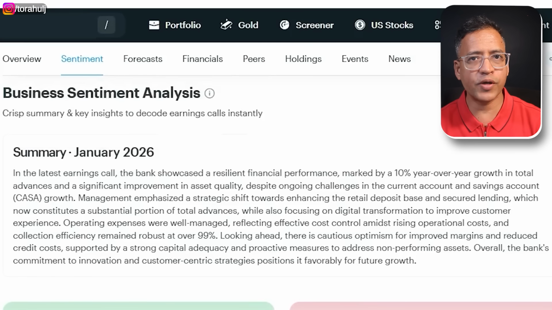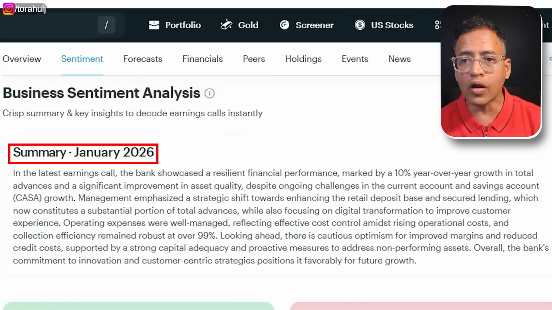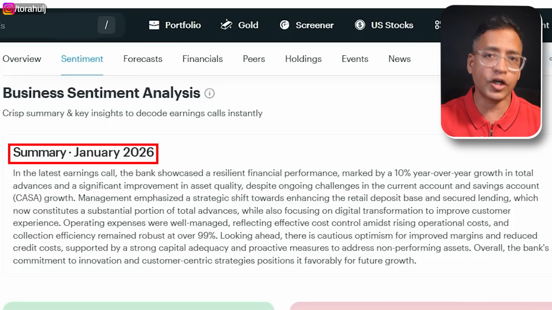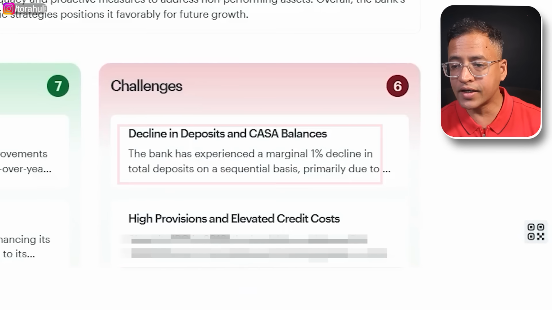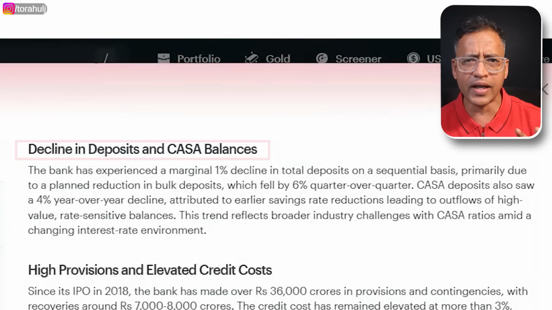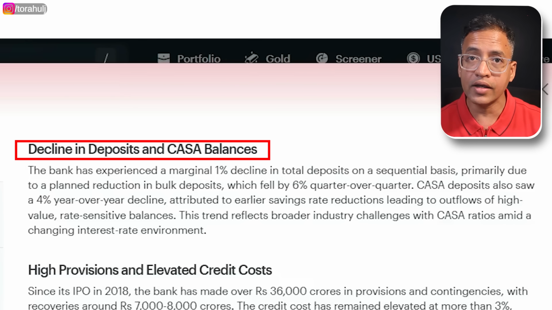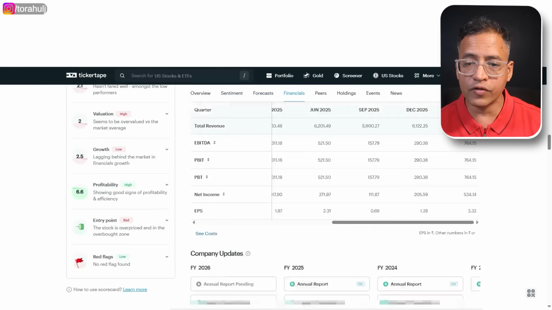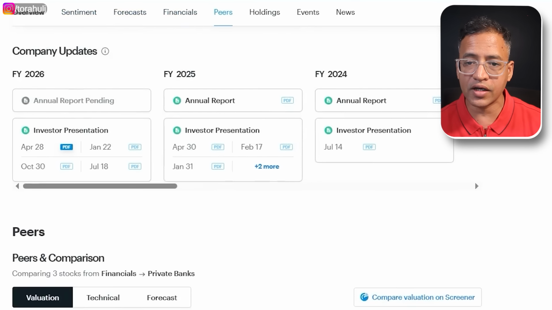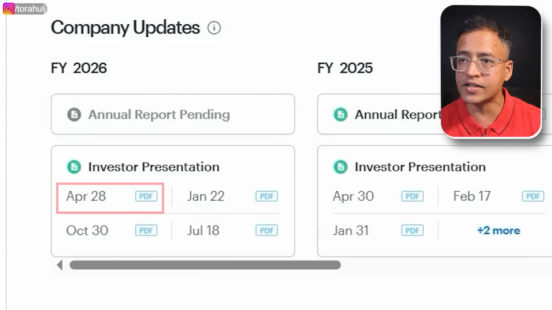I'm not going into a lot of details, but go to the sentiment analysis here. Now this sentiment analysis is based on the January 2026 con call, because the April con call data is yet to come out. But what you note here is the decline in the deposits and the CASA balance, because this is a bank. This was the problem in the last quarterly updates. What you can do is open up this presentation, the April 28 presentation, and let's see what is happening here.